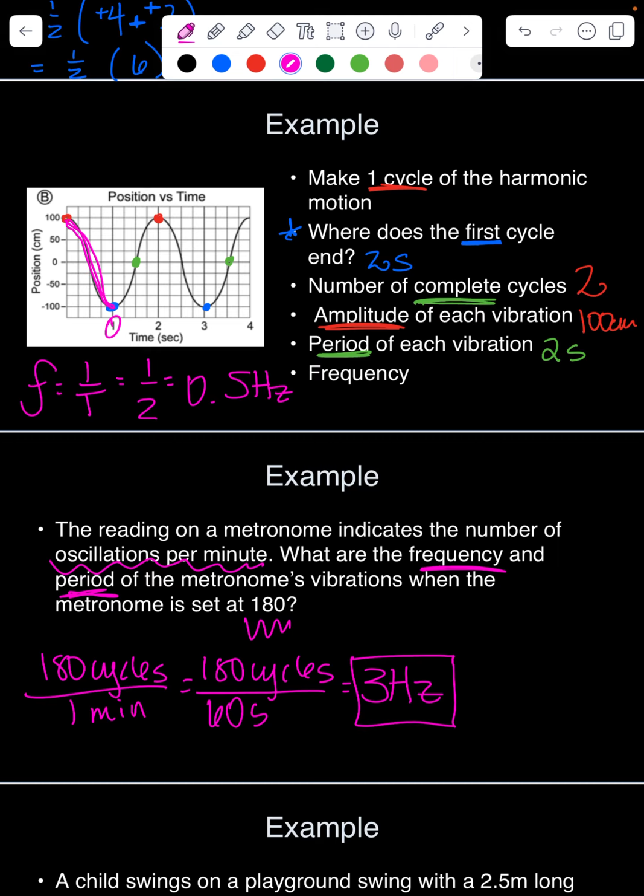I also asked you to solve for the period. We know that period is the inverse of the frequency, so we just take 1 divided by 3. Again, do not leave it as a fraction. If you leave it as a fraction, I will mark it as incorrect. So we divide it out. 1 divided by 3 is 0.3333, so our period is 0.33 seconds. That means that one cycle occurs every 0.33 seconds.